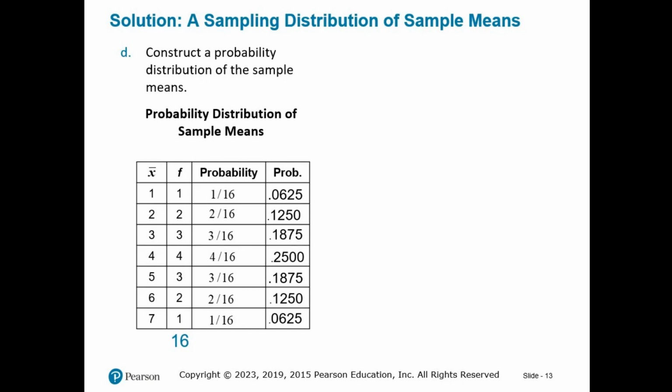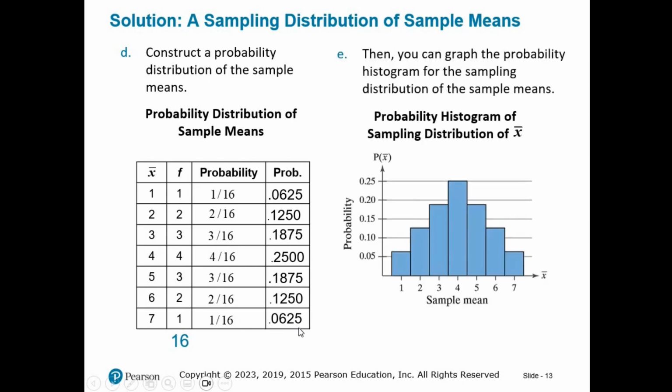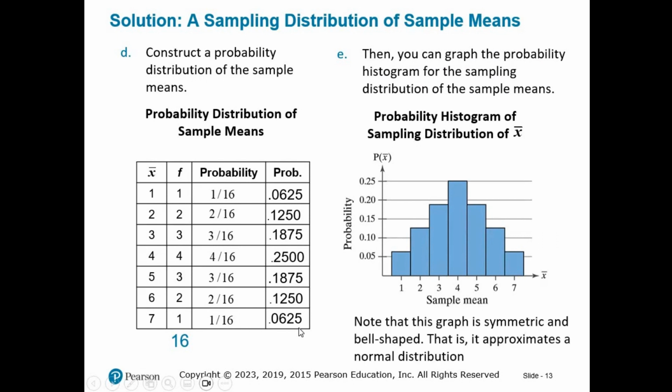So the mean of the sample means of 1 happened once, so we have one occurrence, and we divide that by 16, and we get 0.0625. The second occurrence happened twice, so we divide 2 by 16 and get 0.1250, and so on. That helps me create the probability histogram of the sampling distribution. Notice the shape of this graph is symmetric and bell-shaped, and that it approximates a normal distribution.